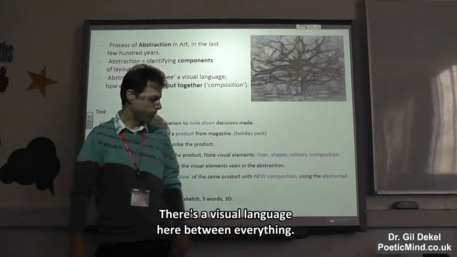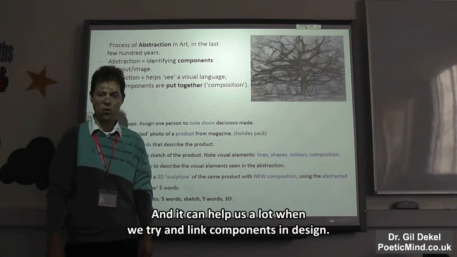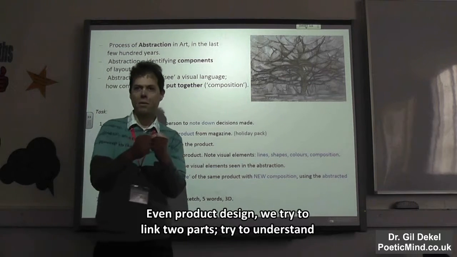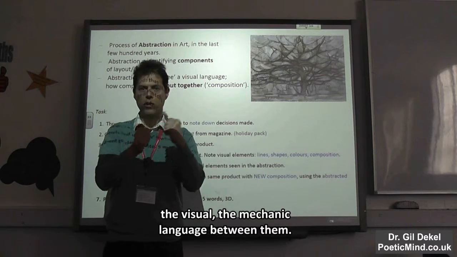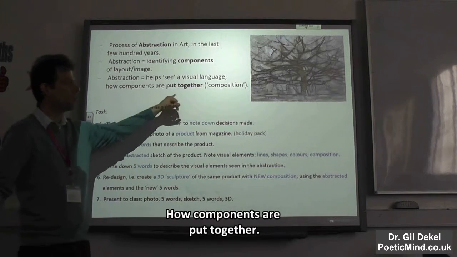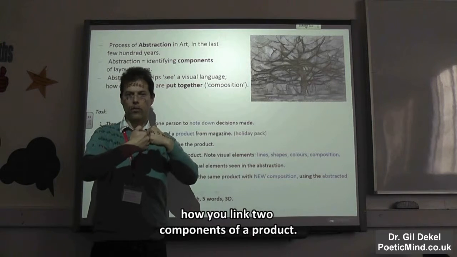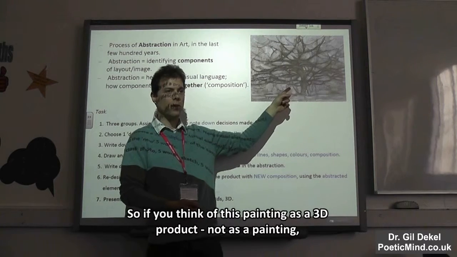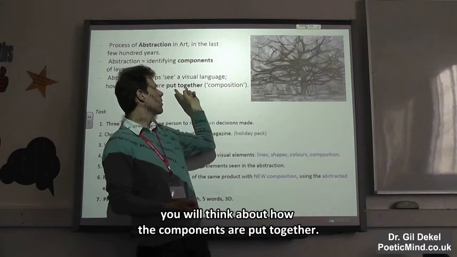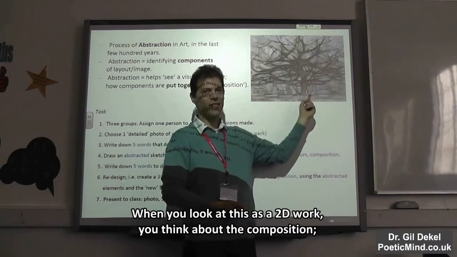There's a visual language here between everything. It doesn't speak with words, but it speaks with images, and we can tap into it. And it can help us a lot when we try to link components in design, even product design. When you try to link two images, try to understand the visual, the mechanic language between them. How components are put together. In engineering, we say how components are put together, how you link two components of a product. In design, we talk about composition. So if you think of this as a three-dimensional product, not a painting, you would think about how the components are put together. When you look at two-dimensional, you think about the composition. It's almost the same thing.